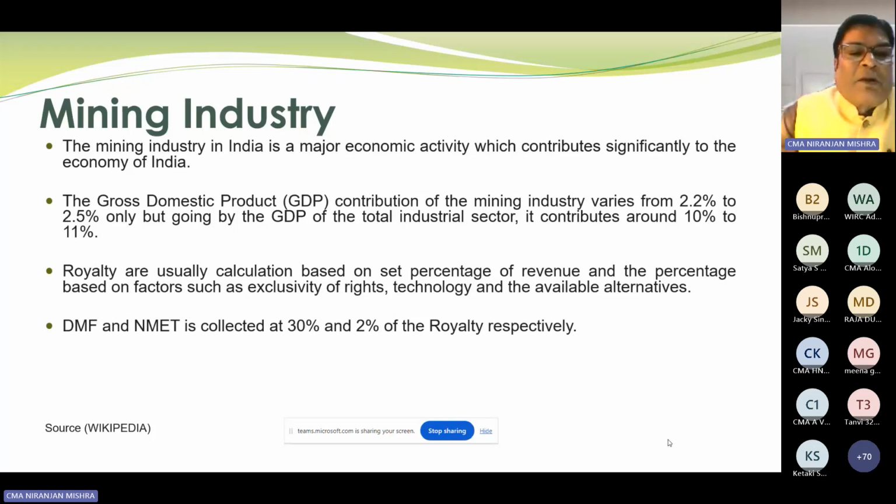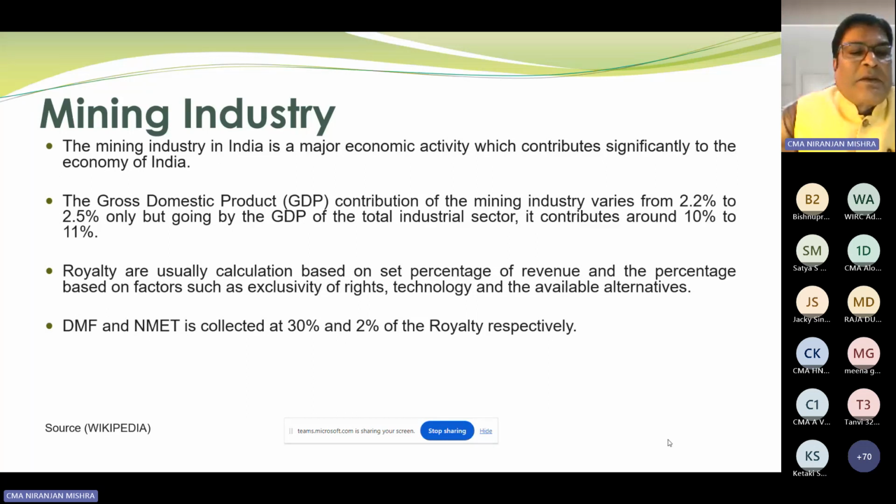There is a trust set up in each state. They are looking after the periphery development: sanitation, social development, education, health, and afforestation, like drinking water facilities, or constructing roads in the mining area. They look after all these activities from the DMF at the state level.